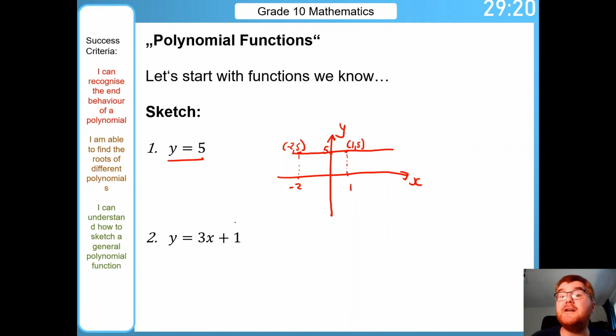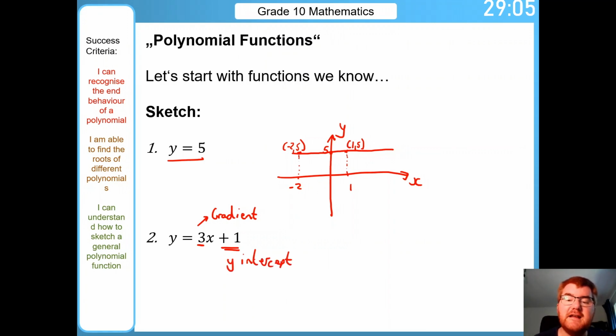Then we go on to straight lines in general. So y equals 3x plus 1. This 3 here stands for the gradient, and important later on, this number after the x's and x squareds and x cubes, that's going to give us our y-intercept.